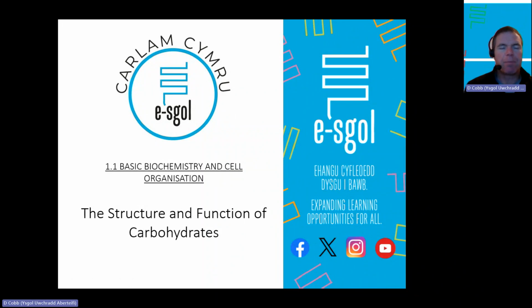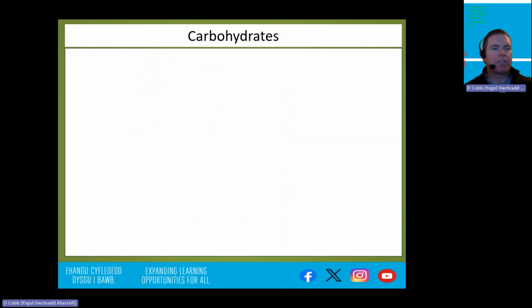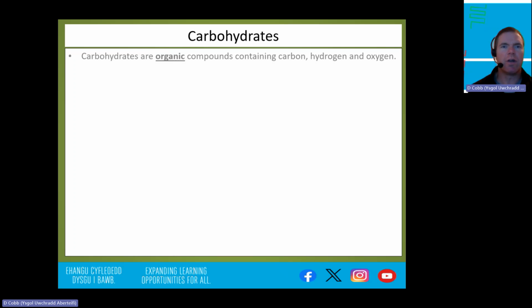Today we're looking at the Biology AS Unit 1.1 and one of the first topics that you study at AS level, which is the structure and function of carbohydrates. So let's have a look at the essentials of carbohydrates. What we need to know. So first of all, to appreciate that carbohydrates are organic compounds. Now, organic by definition means carbon-based or mainly carbon-based.